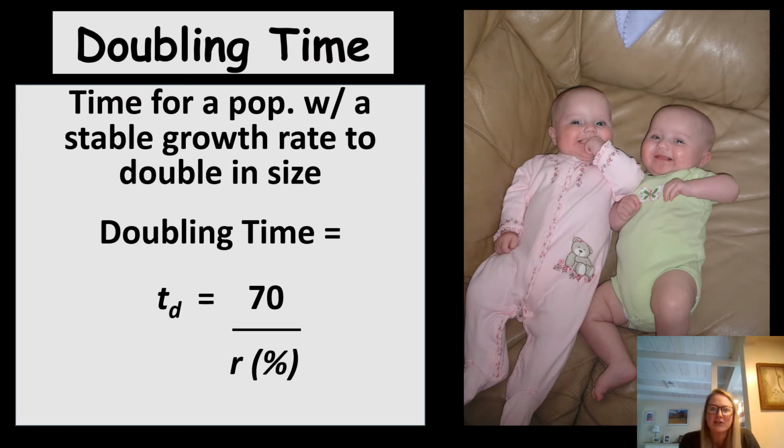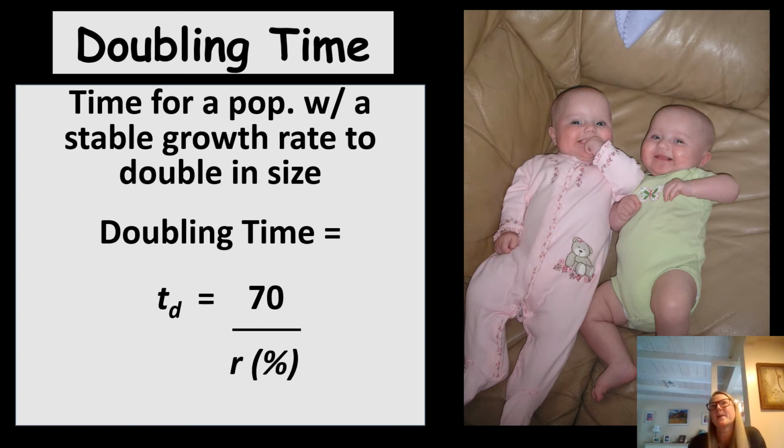Another tool that is used is called doubling time. In doubling time, what you're doing is calculating how fast it takes for a population to double. The unit for your answer is usually years. How you calculate this is you take 70, the constant here, and then in the denominator, you have your growth rate as a percent.